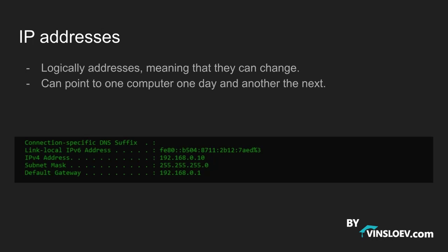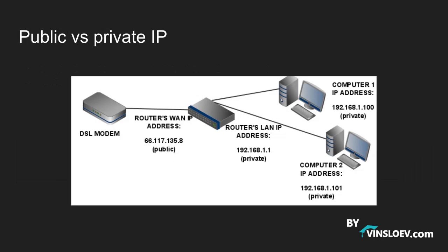So as you see in the picture right here, we have different IP addresses. We have our IPv4 address, which is this one right here, and we have our IPv6 address right here. And as you see, there is a clear difference between the two of them. So we're going to see what that difference is. But first of all, you need to understand that there are public and private IPs.